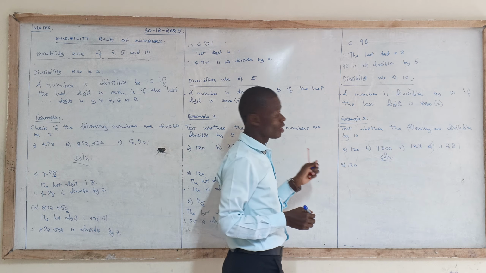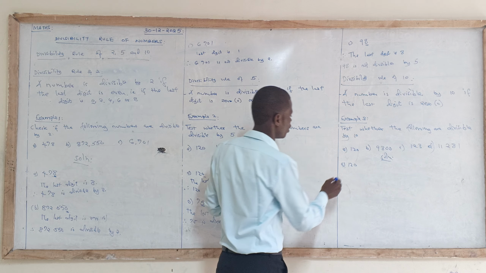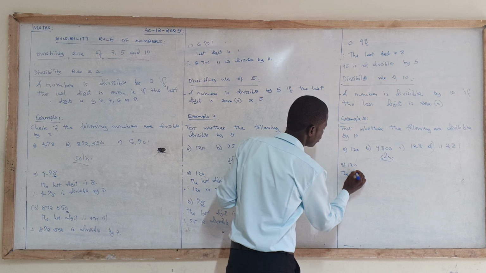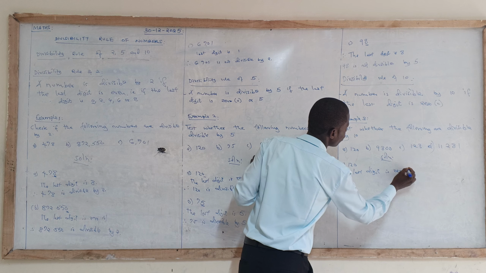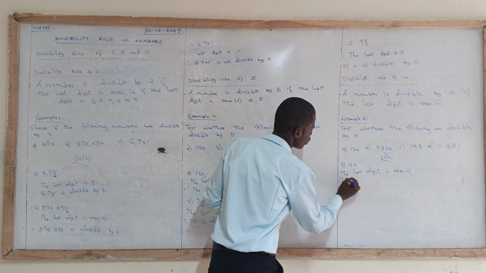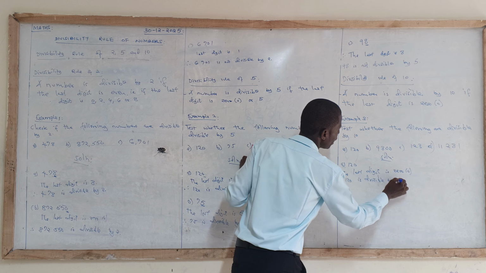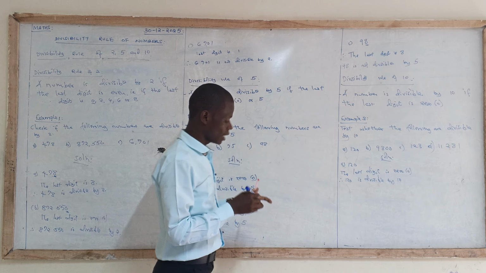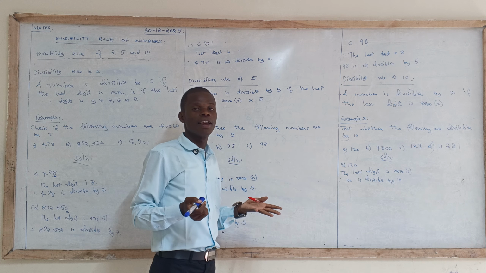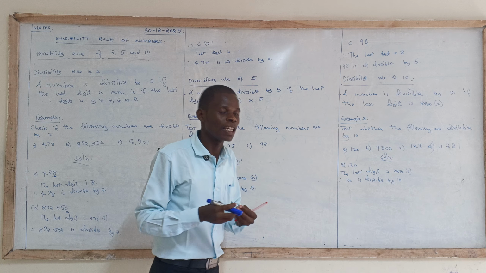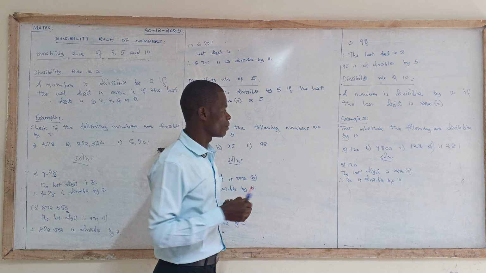So 120, look at the last digit. The last digit is 0. So the last digit is 0. Therefore, 120 is divisible by 10. So the word divisible by 10, in simple terms, we can say 120 can be divided by 10, or 10 can divide 120. 120 can be divided by 10.